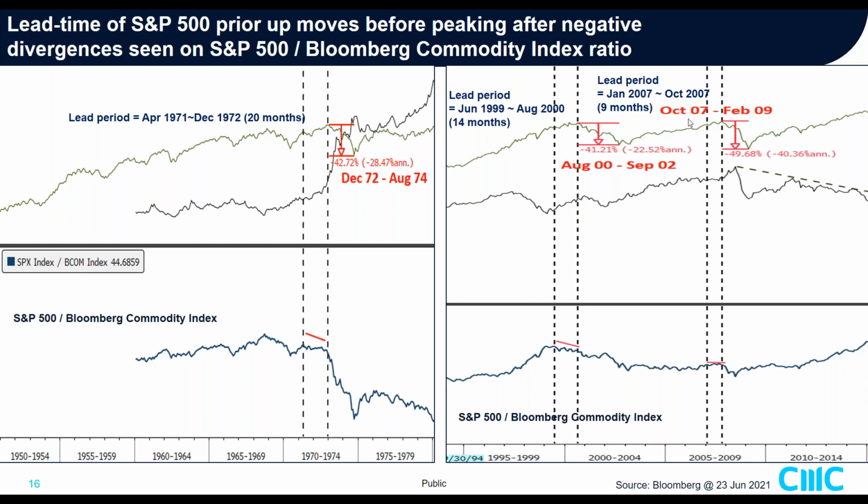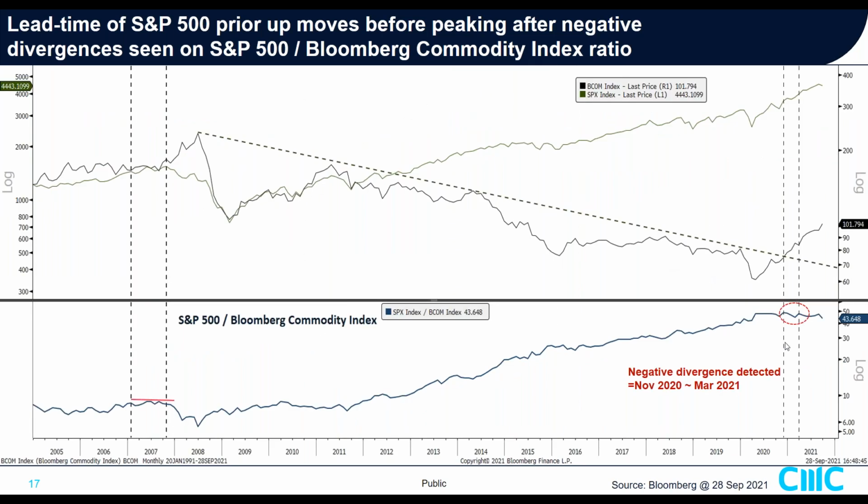So you add that up together, on the average, it's about 12 to 15 months, about 12 months. Okay, so at this point in time, the negative divergence was formed on March 2021. That means on March 2021, there is a negative divergence, because you look at November and March is much lower compared to November. So at this point in time, March 21, negative divergence was being formed.